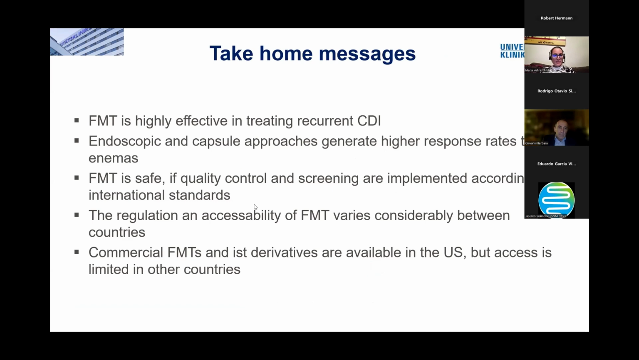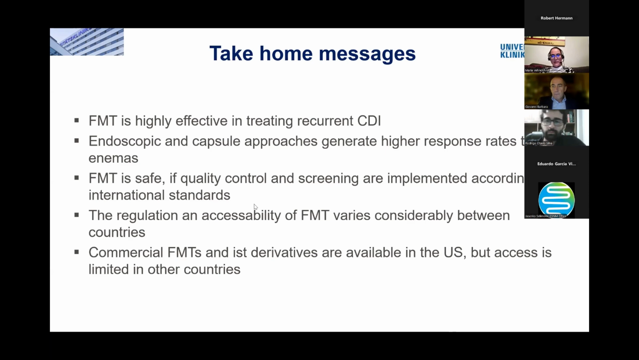So to wrap it up, FMT is a highly effective treatment in preventing another episode in patients with recurrent CDI. You can use an endoscopic or a capsule approach that is both very effective. Patients usually favor the capsule approach. FMT is also safe if all the quality controls and screenings are conducted properly in the stool bank that does it.